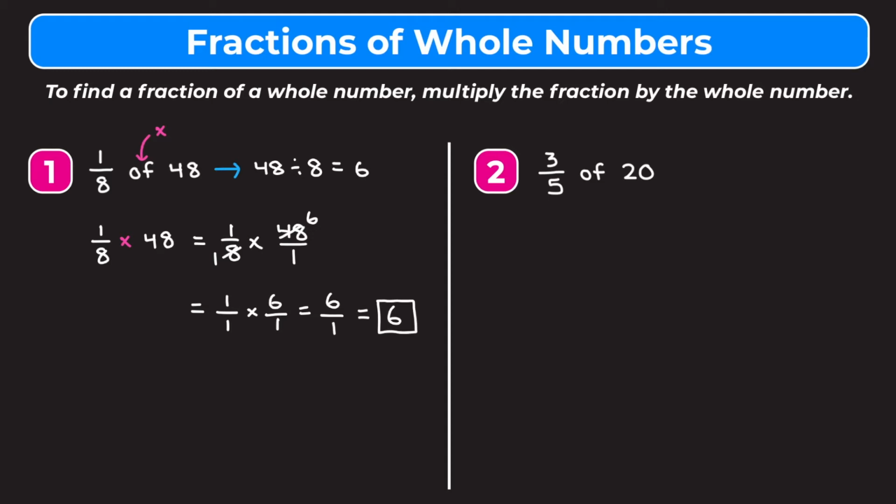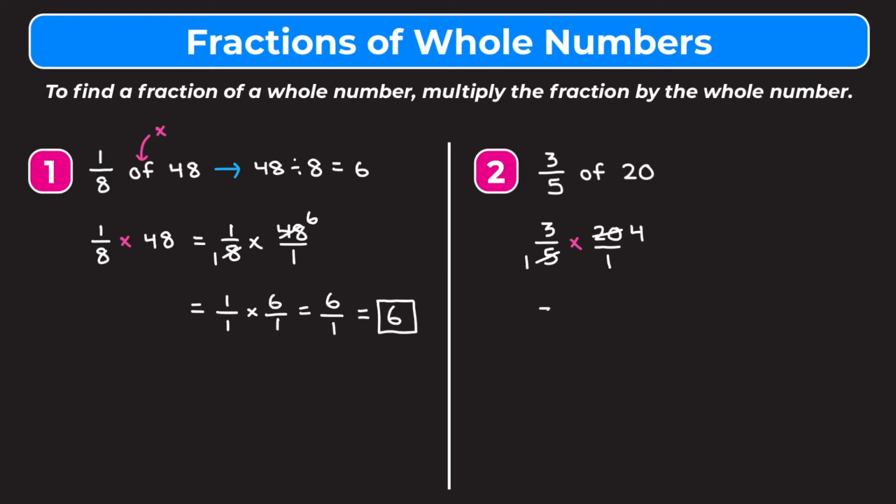Now, if we move on to example 2, this time we don't have a 1 in our numerator. So using that shortcut might be a little bit trickier, so we're going to do it the multiplication way. We have 3/5 of 20. Again, "of" in math means multiplication. So we're going to take 3/5 and multiply it by 20. But we want to turn 20 into a fraction, so we're going to put 20 over 1. Now we're going to multiply straight across, but we want to cross-reduce if possible. We can cross-reduce this 5 and the 20 by dividing them both by 5.